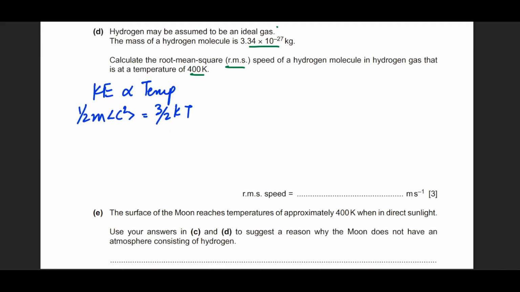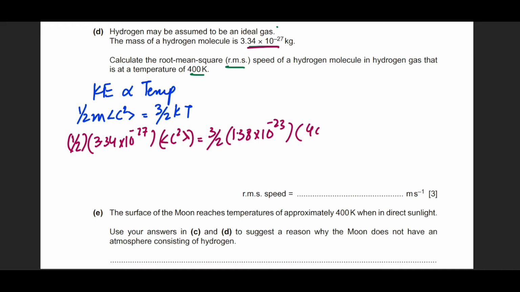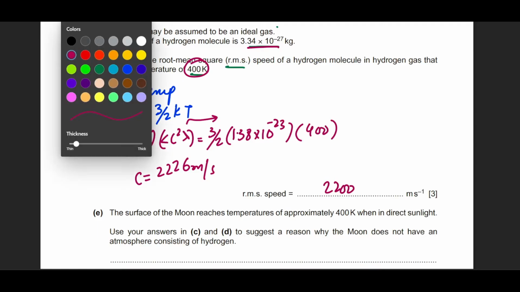Okay, so mass of the gas is given, so let's plug in the value. So 1 over 2 into mass, which is 3.34 into 10 raised to power minus 27, c square as the RMS speed equals 3 by 2. Boltzmann constant is 1.38 into 10 raised to power minus 23. And T is 400 Kelvin, already given to us. So when you take the under root, and of course by taking all the values first on the right side, we get c to be equal to 222.6 meters per second, which will be 2200 meters per second up to two significant figures.